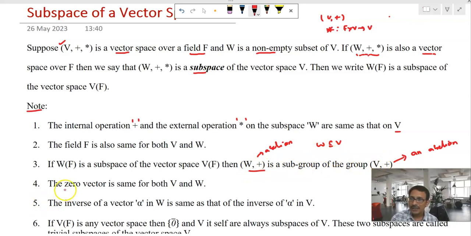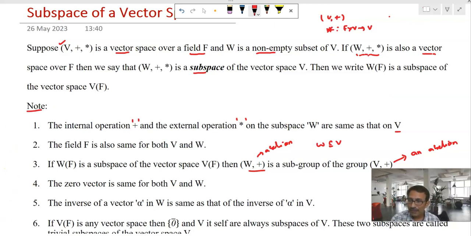And the zero vector. If you have a subgroup of a group, you know that the identity element for the subgroup and the group are the same, right? But what is the identity with respect to plus? 0, that is the zero vector. So the zero vector is the same for any subspace and the vector space. Whatever identity you have in (V, +), the same identity exists in every subspace, not only W. You take any subspace, there you have the zero vector.